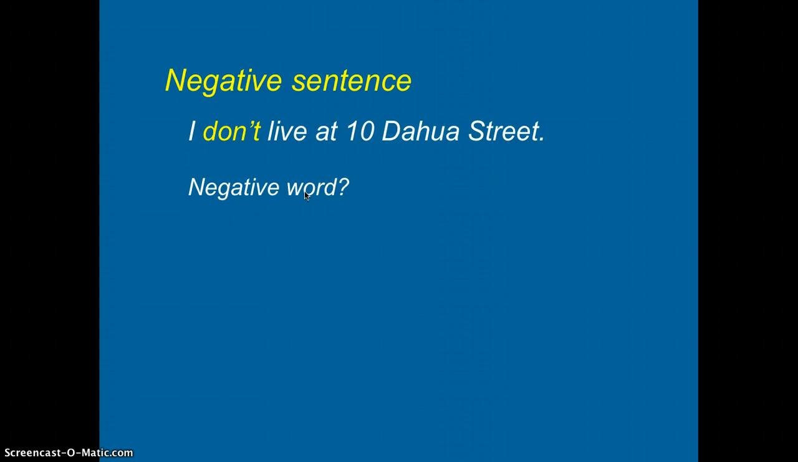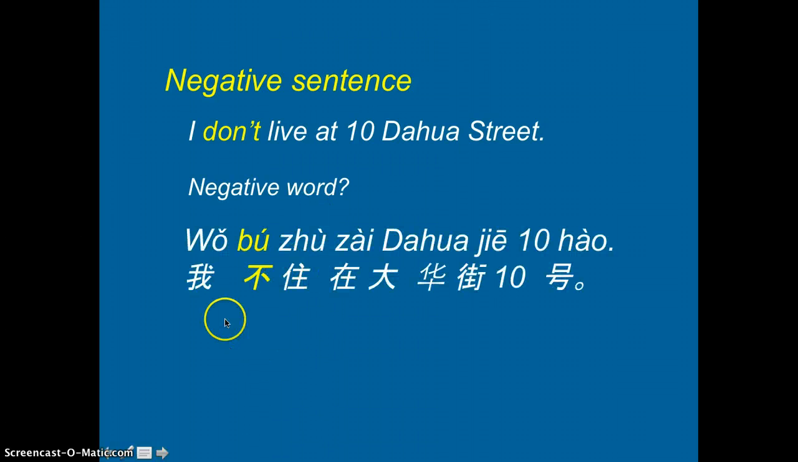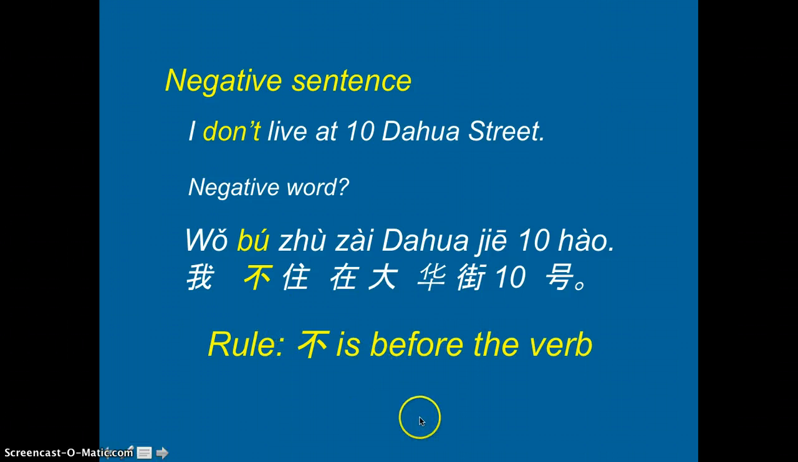We need a negative adverb, right? Which is 不. Still remember, like 你是美国人吗？我不是美国人. So we need a 不. How can we put 不 into this sentence? I live at 10 Dahua Street. Okay, so 我不住在大华街10号. When we do the negative format, just remember 不 goes before the verb. Here the verb is 住, which means to live. So 我不住在大华街10号, or like 他不住在公园路. So 不 goes before the verb. That's the point. Very easy but very important.